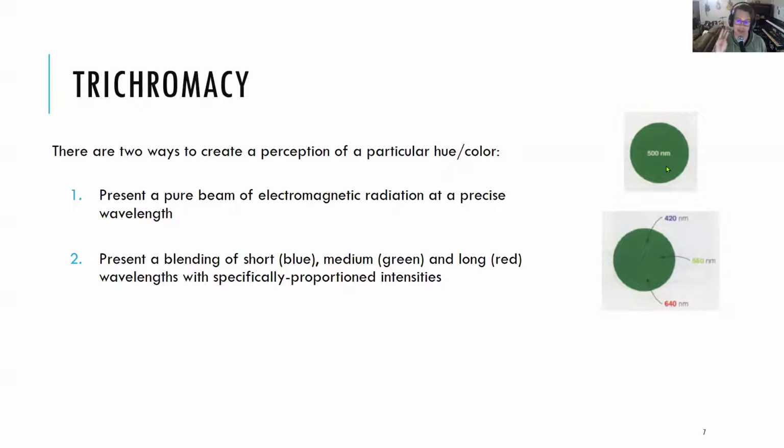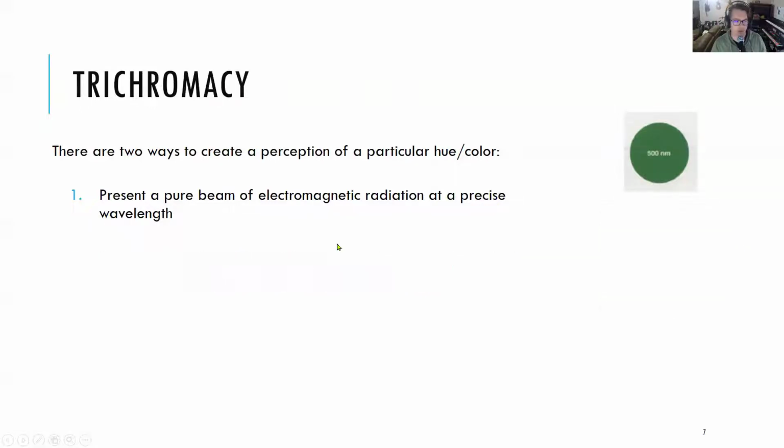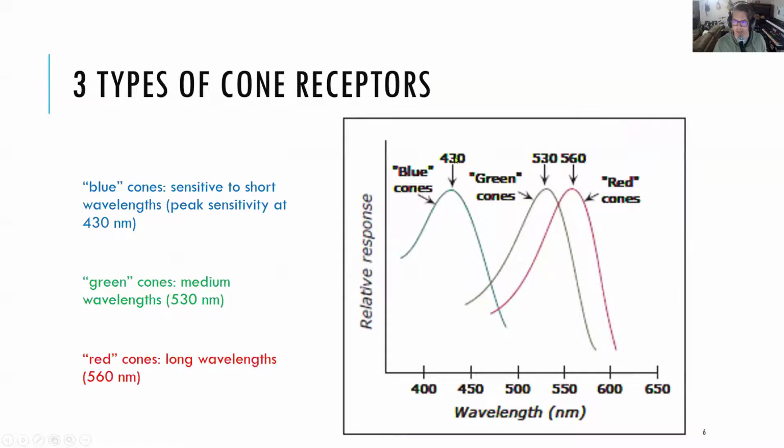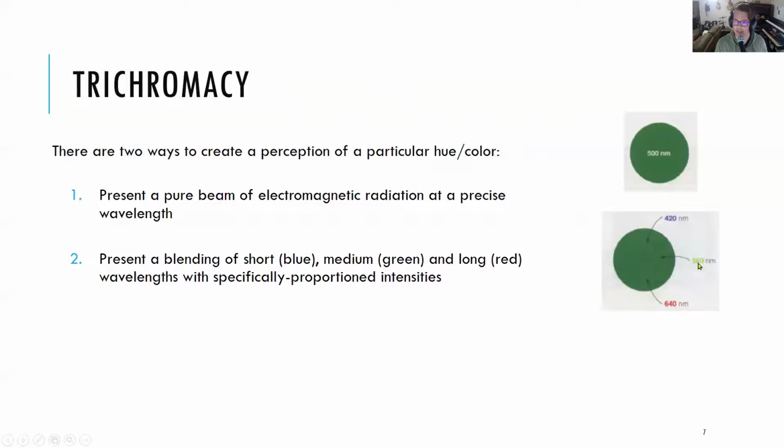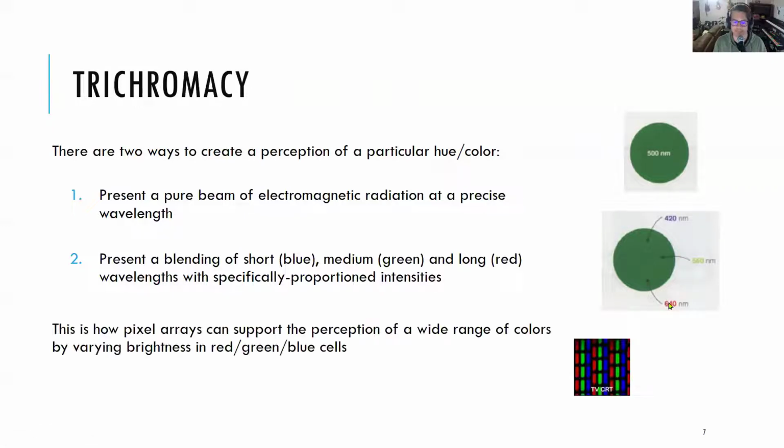The exact same pattern of activation would be present whether you have a pure beam of light or where you carefully construct a balanced combination of red, green, and blue, of 420, 560, and 640, or what did I have here? There's slightly different numbers. You see 430, 530, 560, slightly different numbers than these. I don't know why the numbers are slightly different, but just believe that they can be slightly different and it still works.